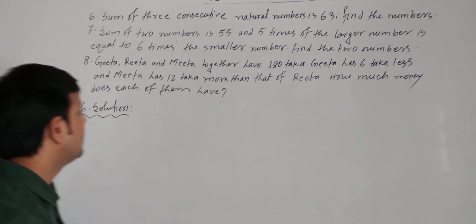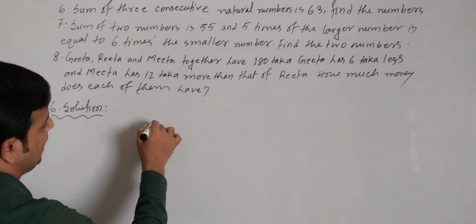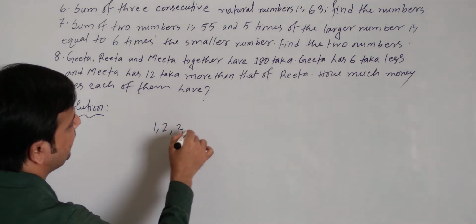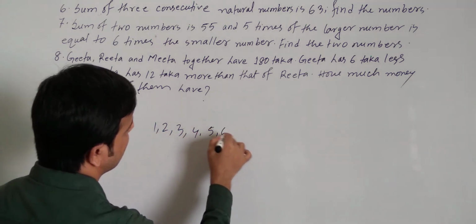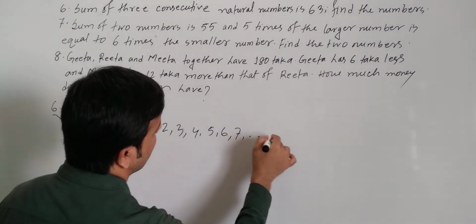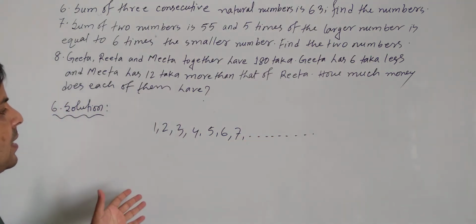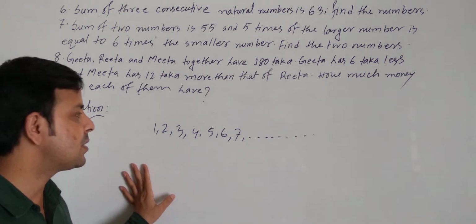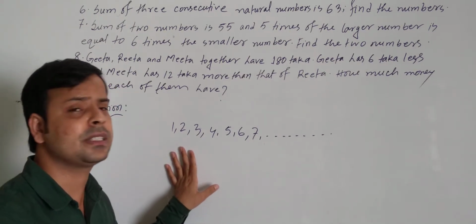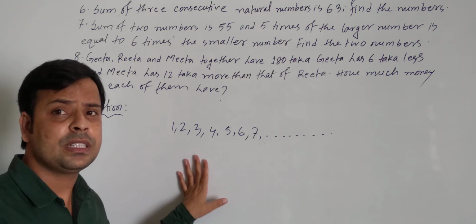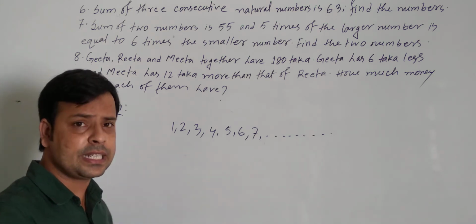Okay, now see natural numbers. 1, 2, 3, 4, 5, 6, 7. In this way we can write an infinite number of numbers. Okay dear students, these types of numbers are known as natural numbers.